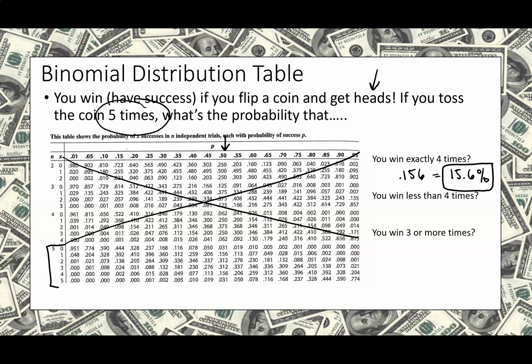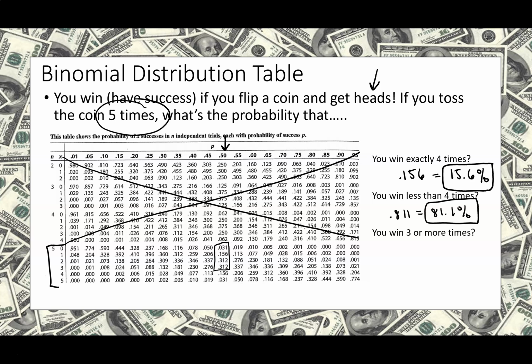All right, now what's the probability you win less than 4 times? Okay, winning less than 4 times is actually going to be winning 3 times, 2 times, 1 time, or 0 times, right? That would be less than 4. So if you add up all of those numbers, let's see what I got. I got 0.811, which is equal to 81.1%.